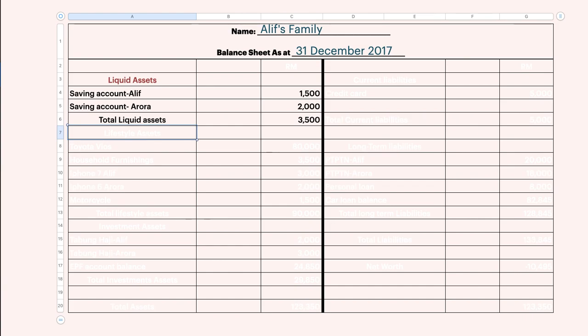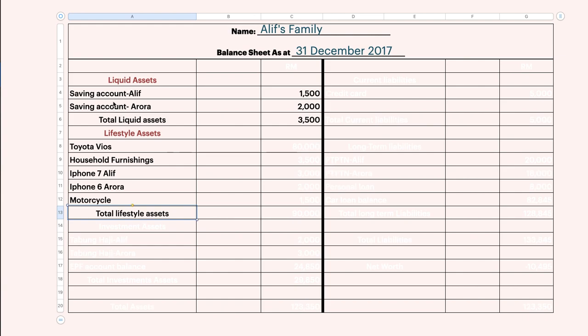Now you will record the lifestyle assets. What you found is a Toyota Vios, household furnishing at market value, handphone for Alif, iPhone for Arora, motorcycle. Okay, all these items are the total lifestyle assets that we found.